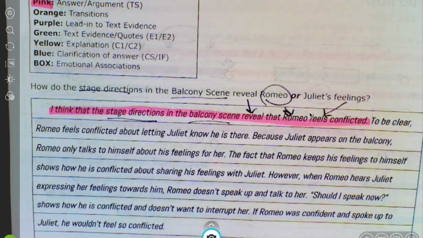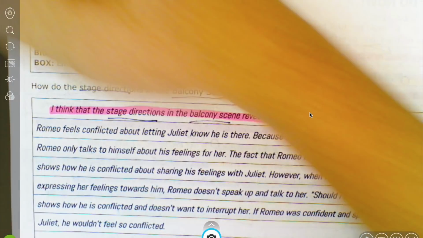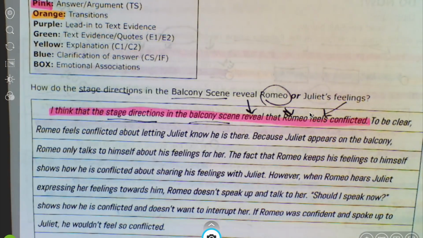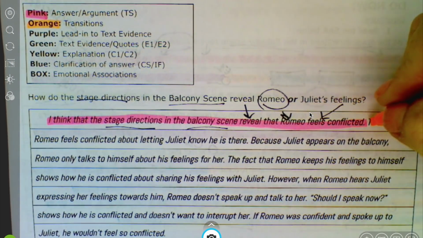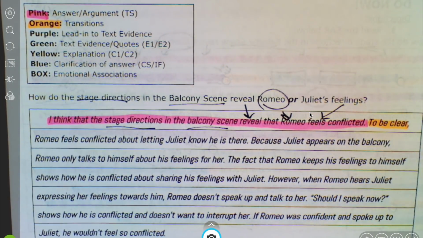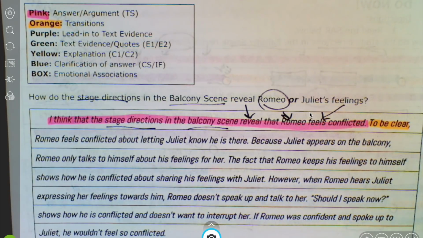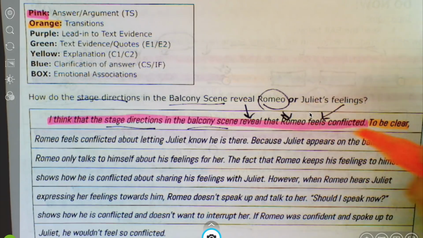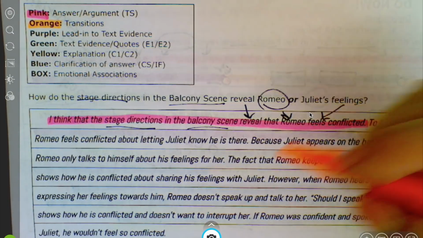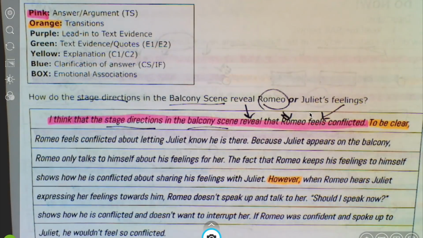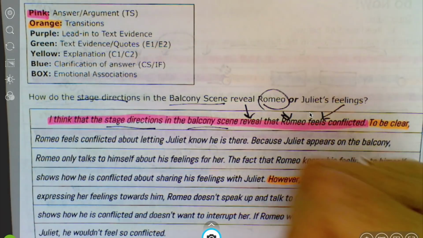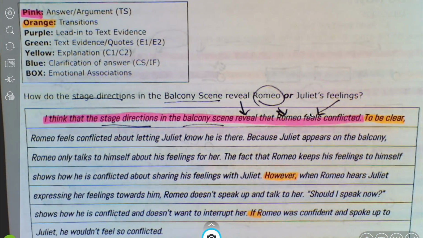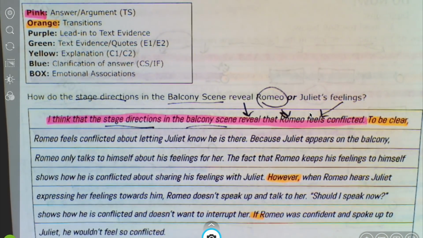I'm going to move on to my orange, and I'm just going to scan here for my transitions. So I do see the "To be clear," with the comma at the end of it, so I'm going to highlight that. I don't really think "because" is a transition, so I'm not going to highlight that. I do see the word "however" with a comma on the end of it, so I am going to highlight that. And if you would like, you can highlight that "if."